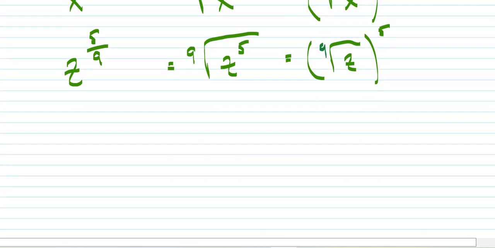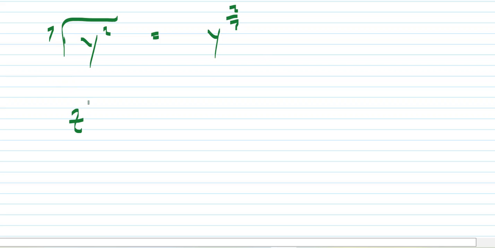Now, we should be able to go the other way as well. So if you are starting off with a radical, let's say we have y squared in the 7th root. This would simply be y to the 2/7 power. Or if we had the 4th root of z, and all of this is being cubed, then we would write this as z to the 3/4 power.